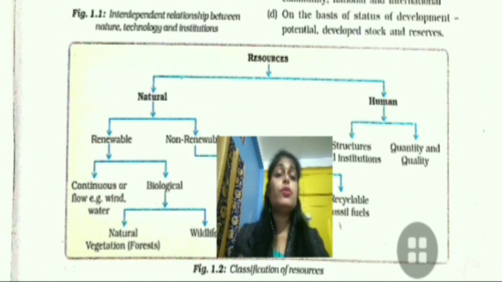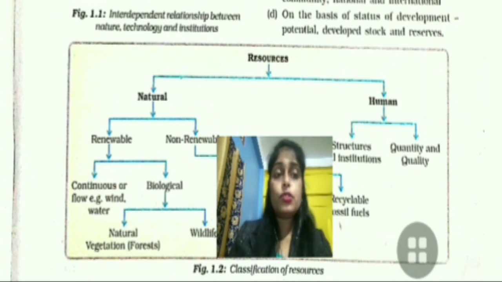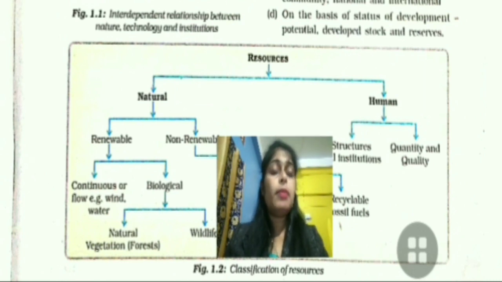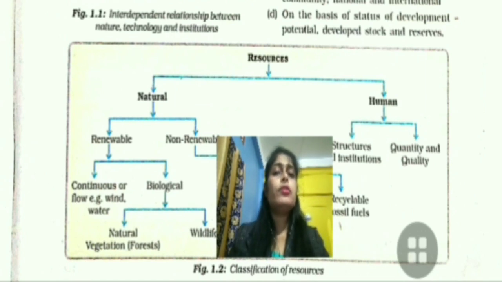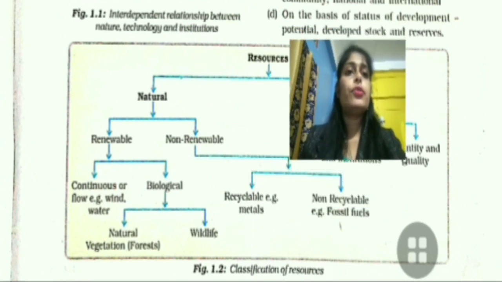Which resources we get from nature or from the earth, those are termed natural resources. And the resource which is related to human beings, or which we extract from humans, that type of resource is known as human resource. Now see first what different types of resources come under natural resources. Natural resources are divided mainly into two, non-renewable and renewable.